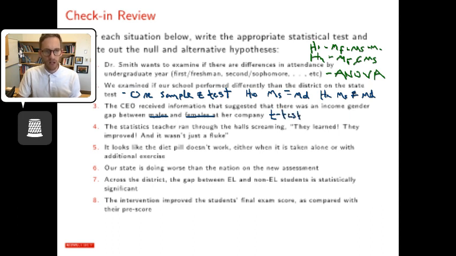All right, and then the null, I'm going to write it over here on the side. The null would be that the mu of the income for males is equal to the mu for the females. And the alternative would be that those are not equal. Right? So it could be either way.